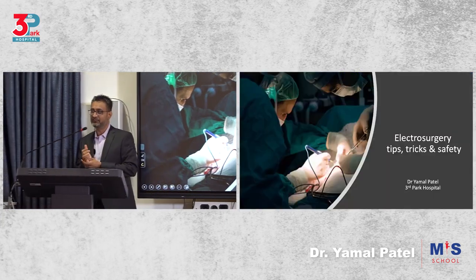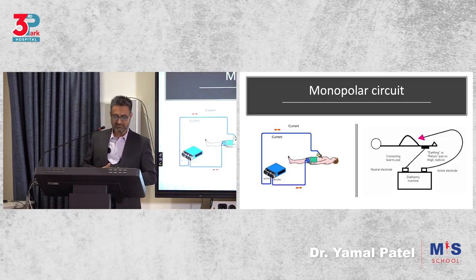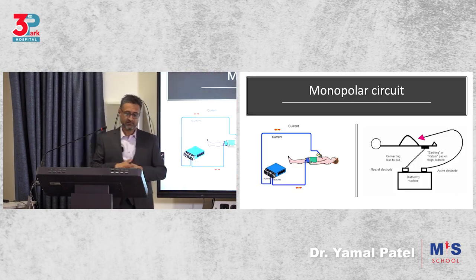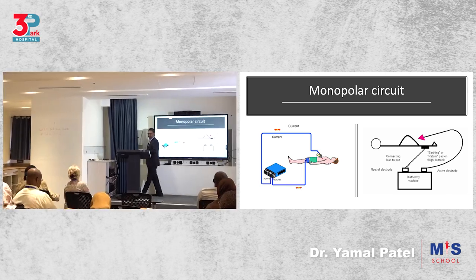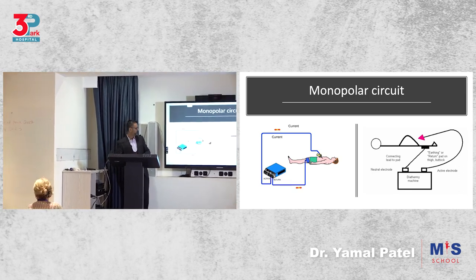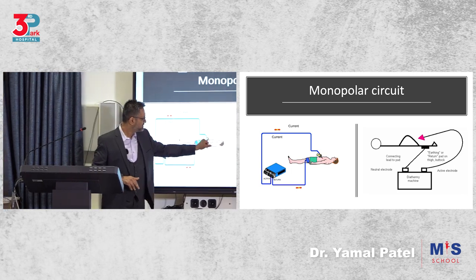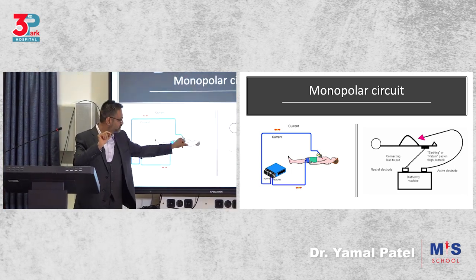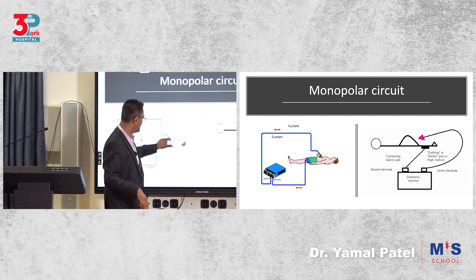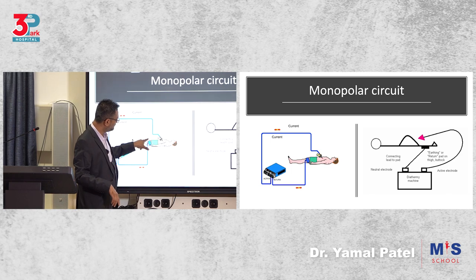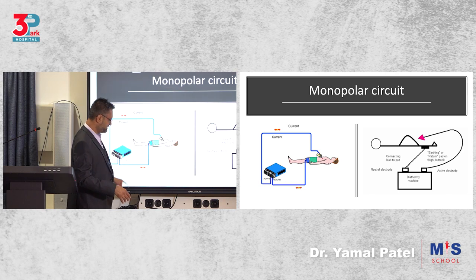The next one is electrosurgery tips and tricks. Very important. This is a monopolar circuit, where you have the electrosurgical unit. The current goes out through a small fine entry to the patient, where you want the electrical energy converted to heat energy and you get a burn, and then out through this broad return plate, the dispersive electrode, that takes it back and returns to the unit.